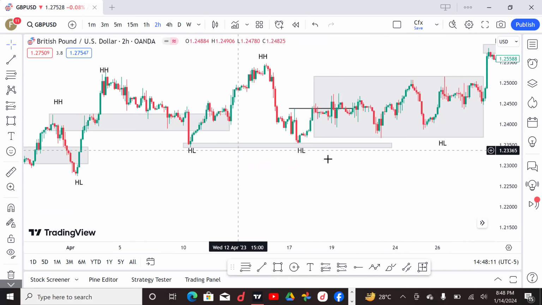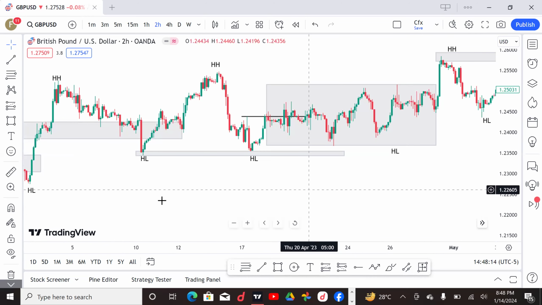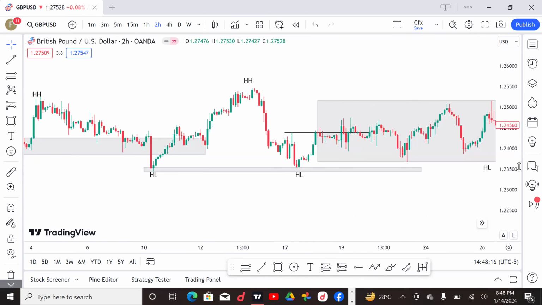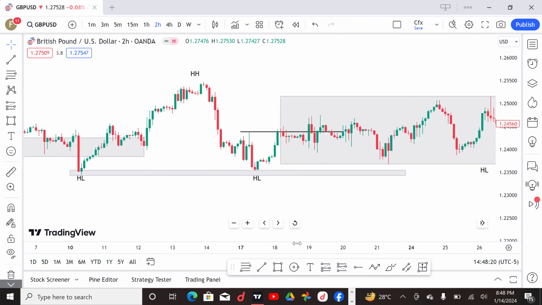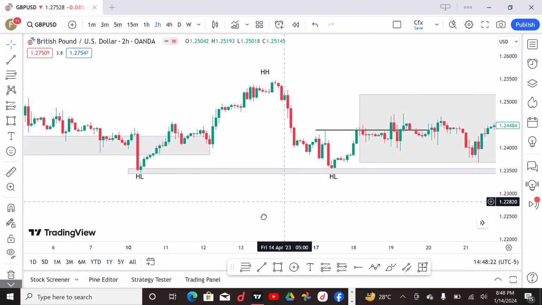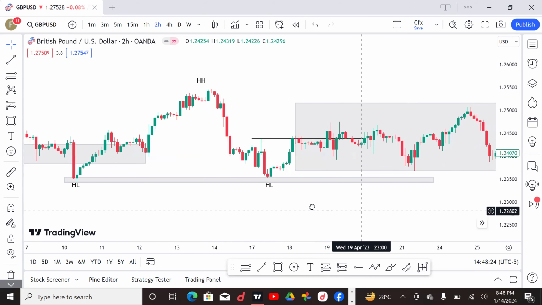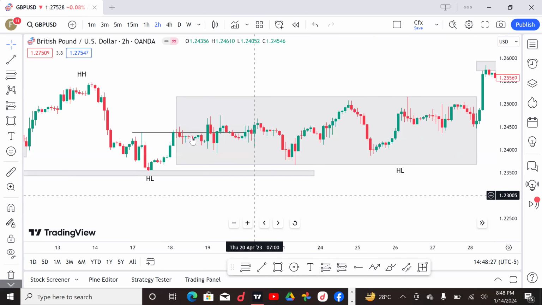Look at what is happening. Look at how neat it is. Remember I asked you guys to squeeze price, but I don't like squeezing price. I told you guys, please do not squeeze your price, no matter what.